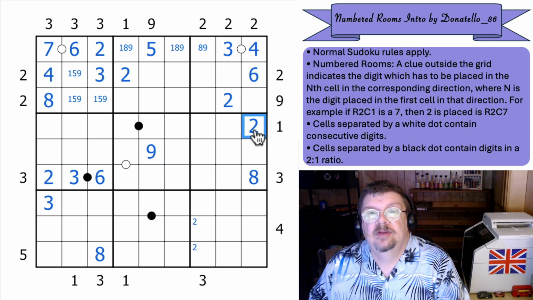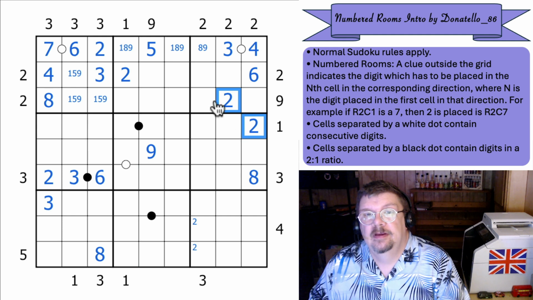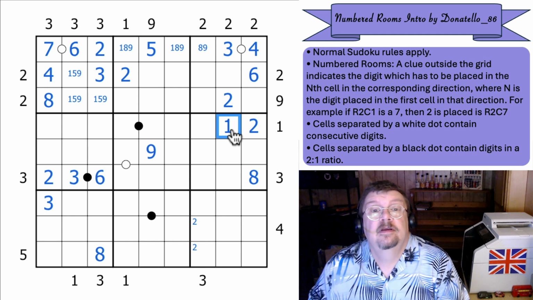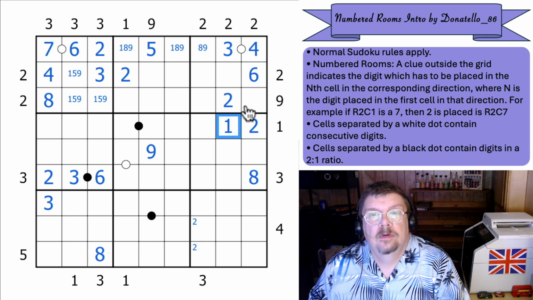We seem to have placed a 2 here. Yes, that was because of eliminating, that was using these clues. So this 1 is saying that the 1 is in the second cell over. So we can place that. Okay.